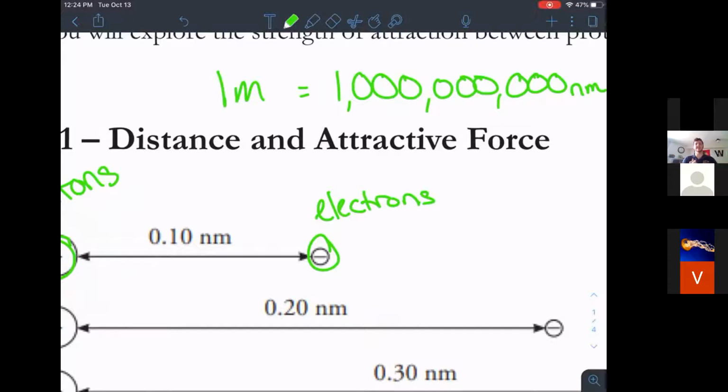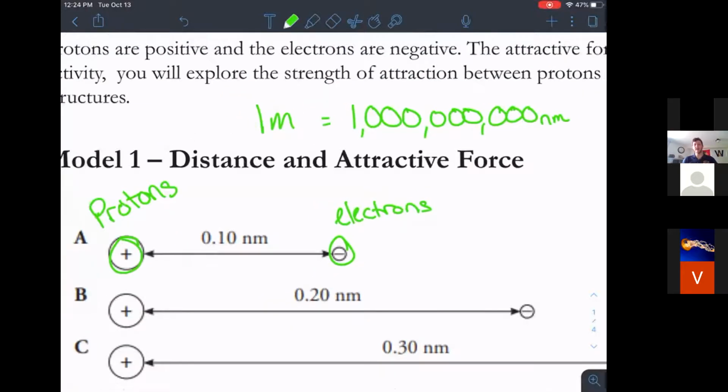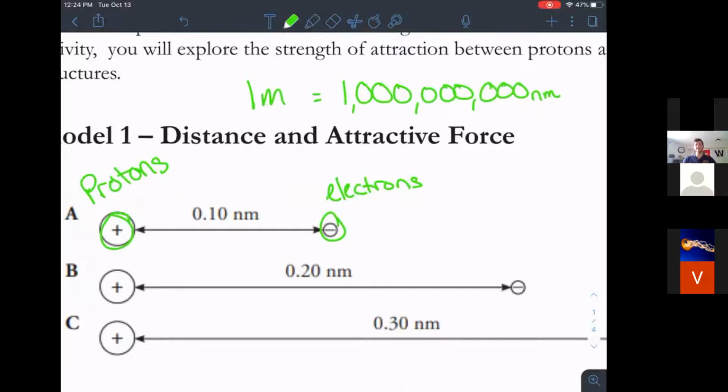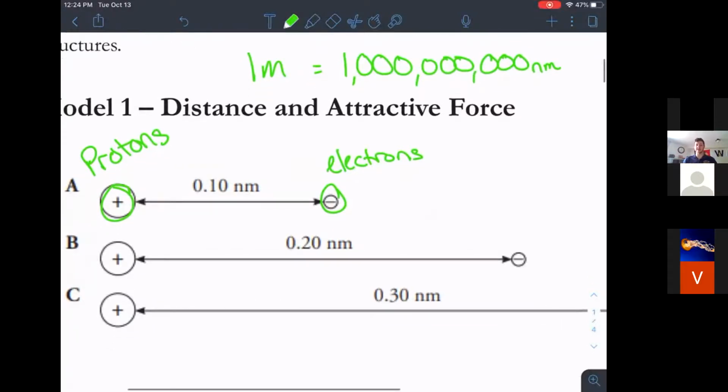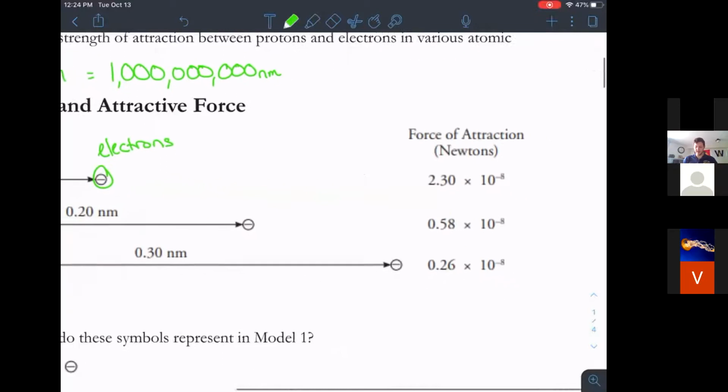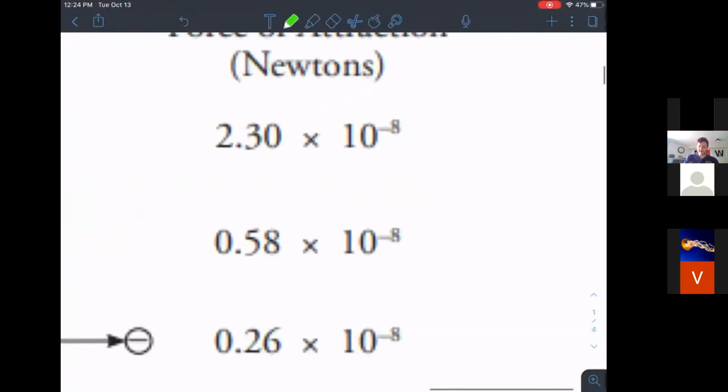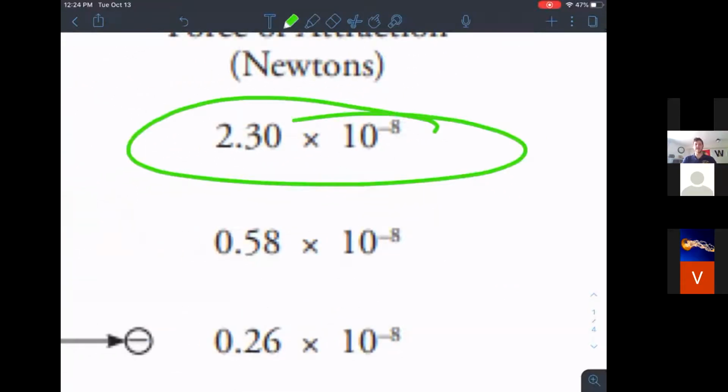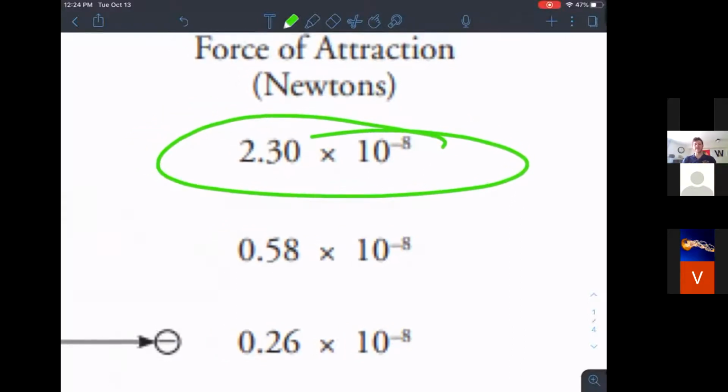And that's the distance between our protons and our electrons. That's why they're so tiny, because there's such a small distance. But compared, they are getting larger from A to C. If we look over here, do you guys know scientific notation? So that times 10 to the negative 8th power. Do you know what that means?